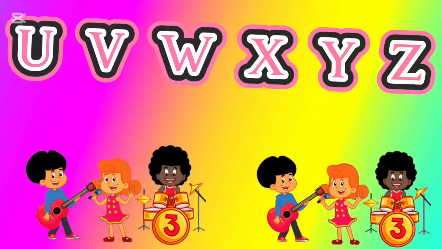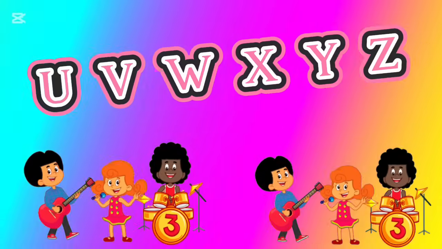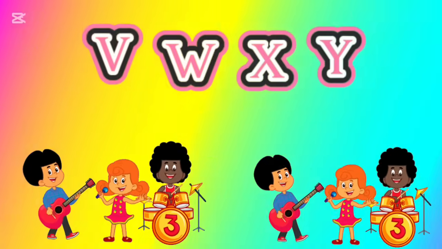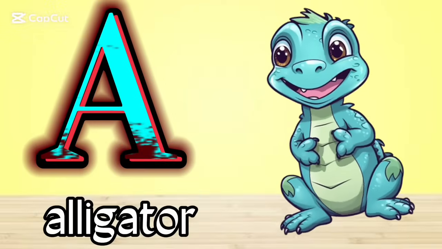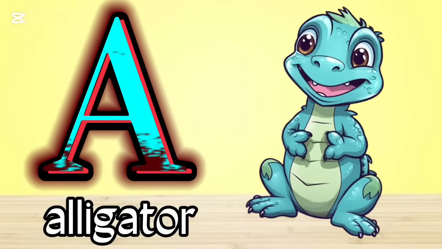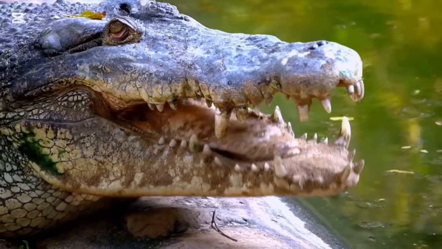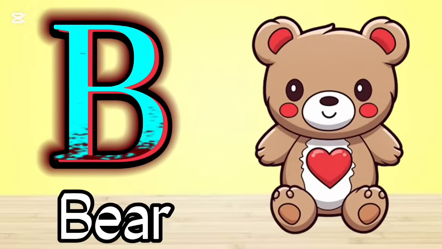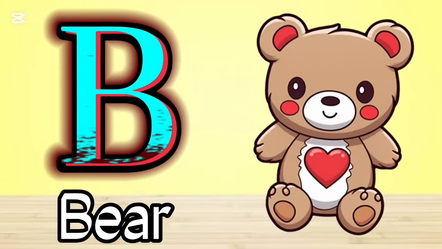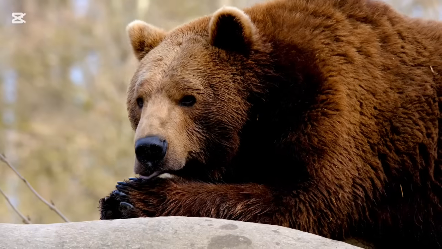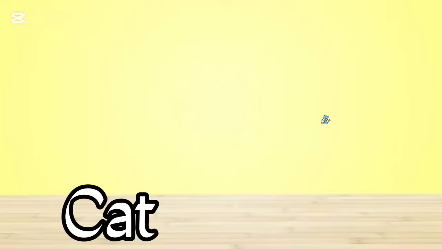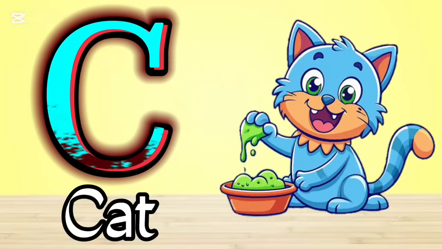See it, say it, sing it, the letters of the alphabet. A is for alligator. Alligator. A. Alligator. B is for bear. Bear. B. Bear. C is for cat.